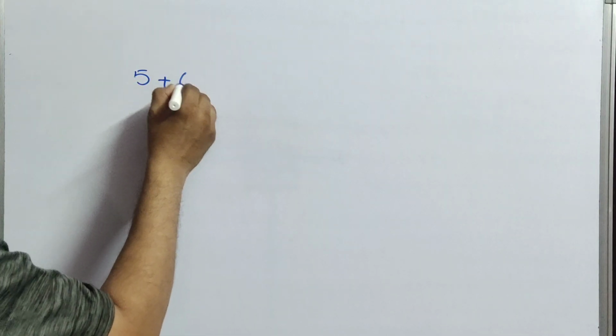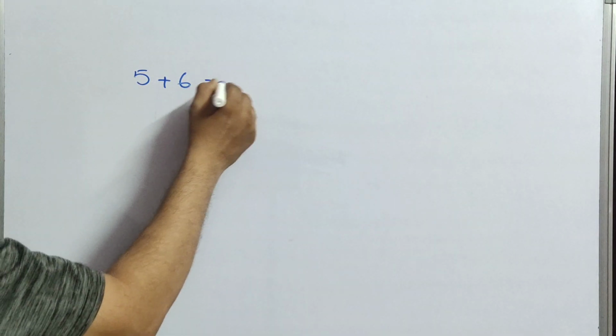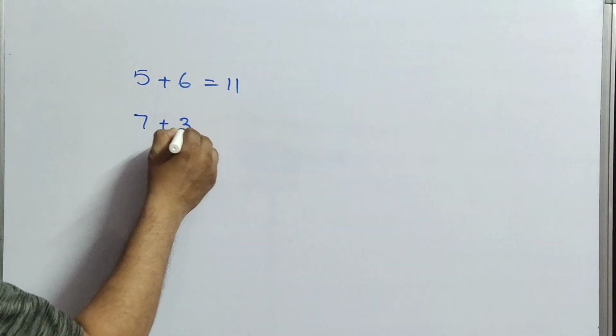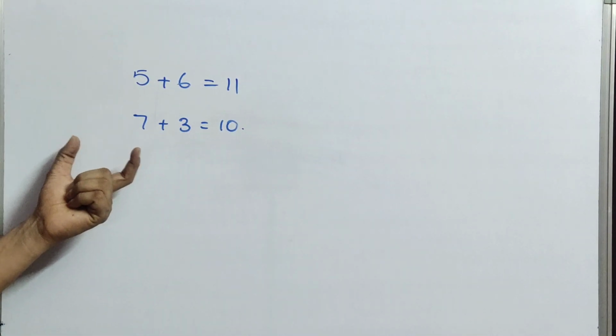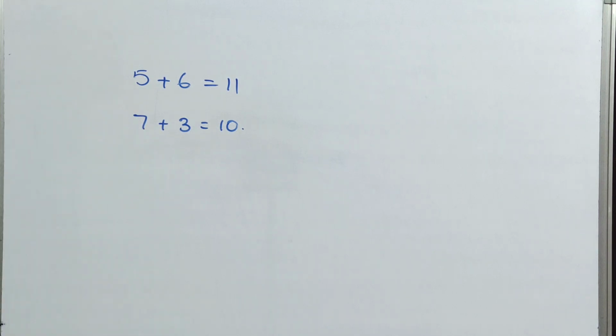Now, in today's session we have to learn how to add integers and how to subtract. Actually you all learned this in 6th standard, but see here, 5 plus 6, how much, children? 5 plus 6 means 11. Okay, that is true. Next, 7 plus 3 equals 10. These are all things you learned in lower classes. Yes or no?